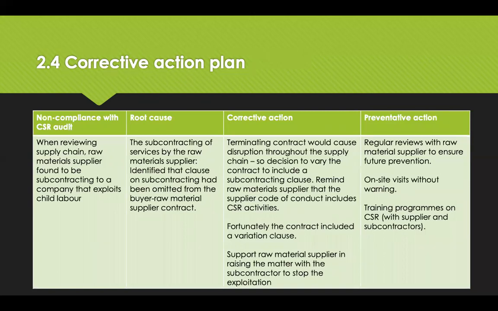For example, during a CSR audit, it might become apparent that raw materials supplied by its subcontracting company exploit child labour. They might realise that the clause on subcontracting has been omitted from the contract. So the corrective action could be to amend the contract to include the clause, remind the suppliers of their code of conduct, and undertake reviews to monitor whether the supplier has addressed the issue.